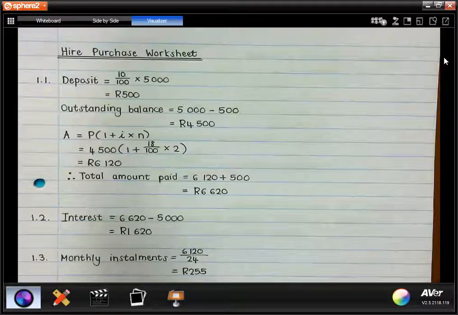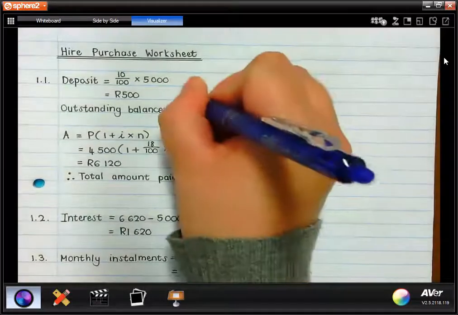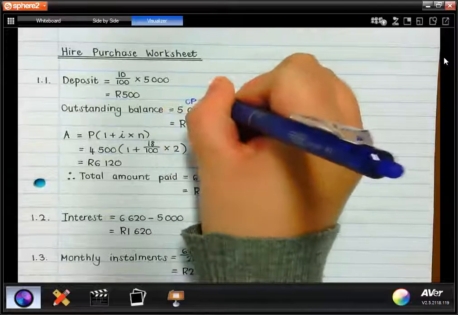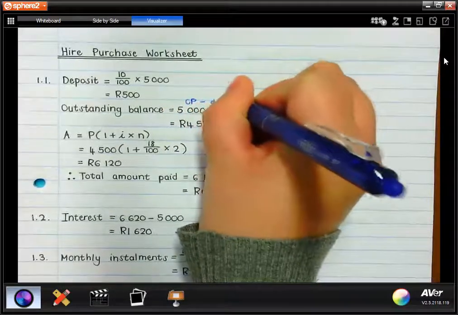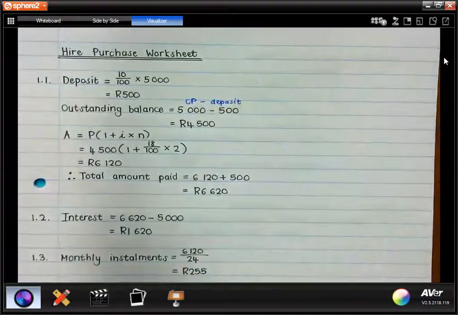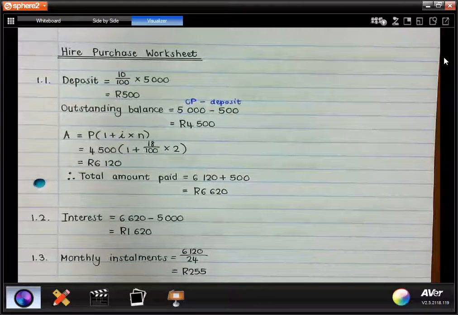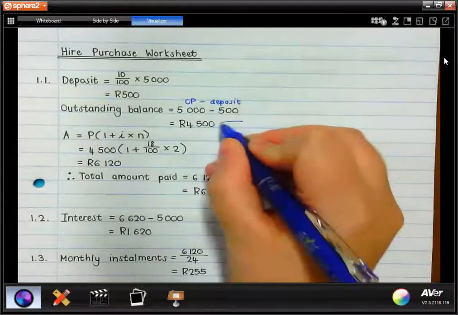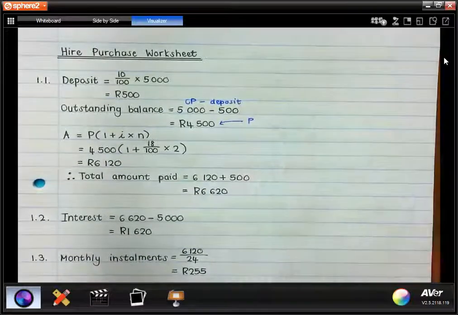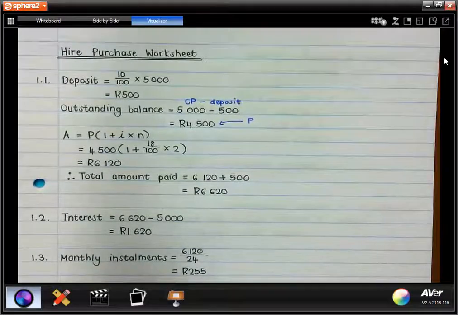So your outstanding balance, it's fine with the pieces like balance. They don't have to write outstanding this time. With 5,000 minus the deposit. Remember, cash price minus deposit. And that then gives you 4,500 rand. That is what you put in your simple interest formula as P. All right, your balance, that becomes P. That becomes your P value.